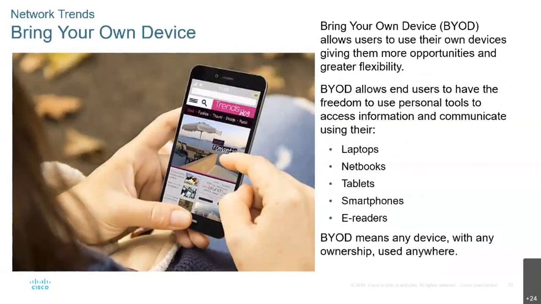So bring your own device gives users the freedom to use personal tools and their own devices to access the network. It can be smartphones, laptops, netbooks, tablets, e-readers, whatever. And wherever you go, the only thing you ask for is, what is your Wi-Fi password? What is your connection password?